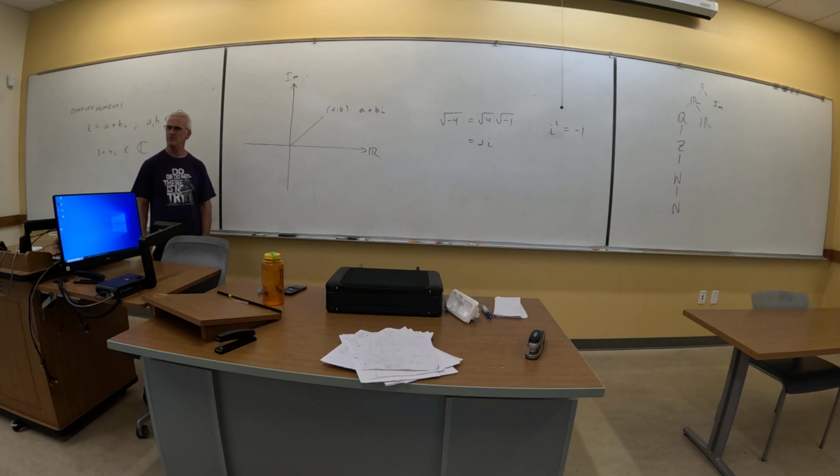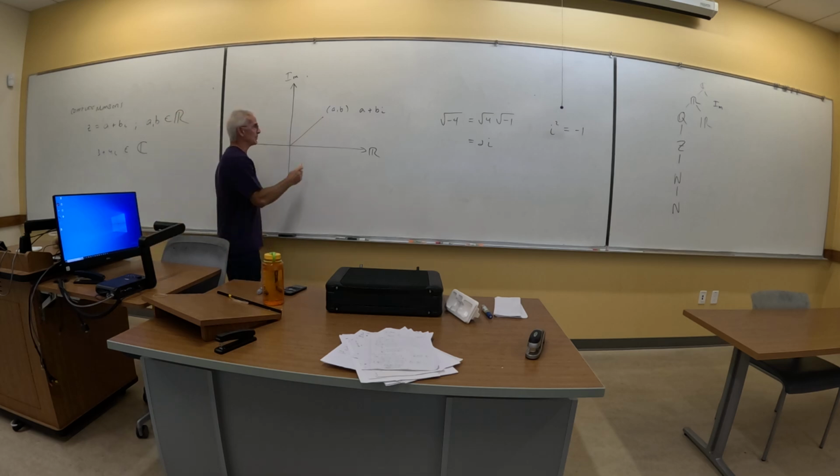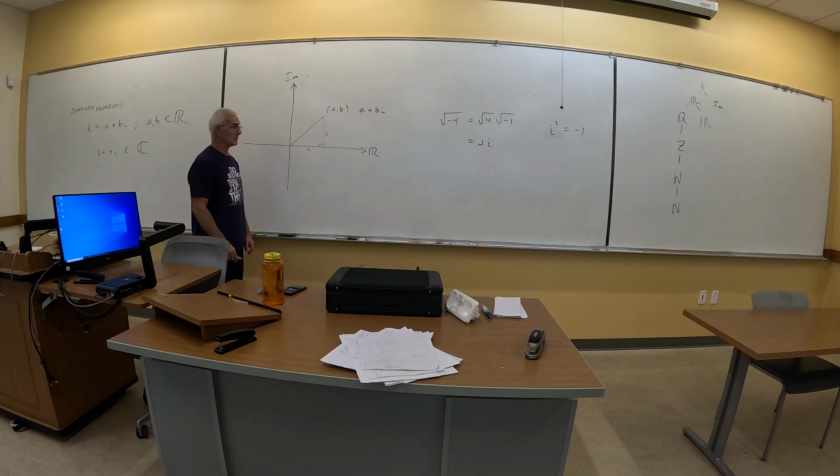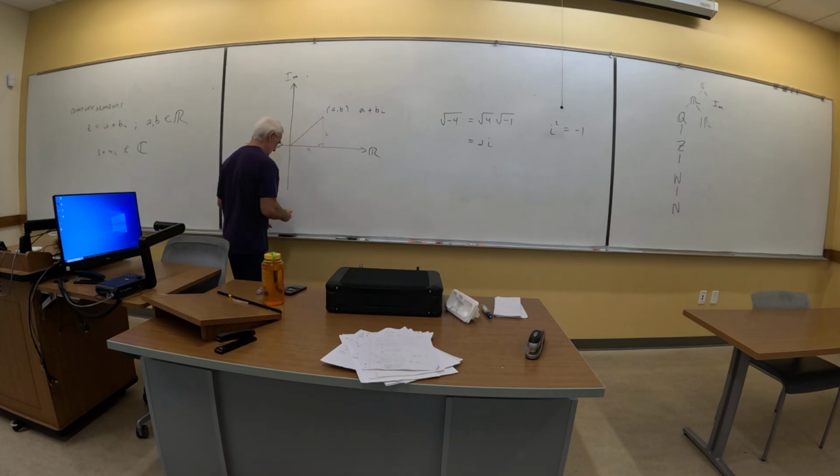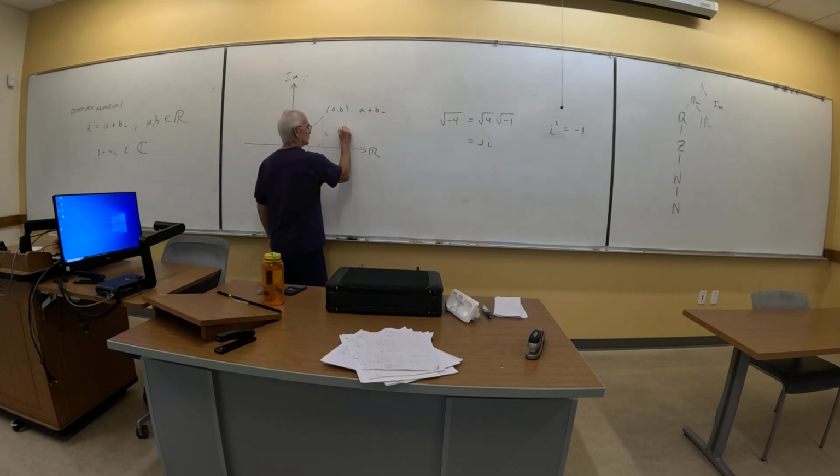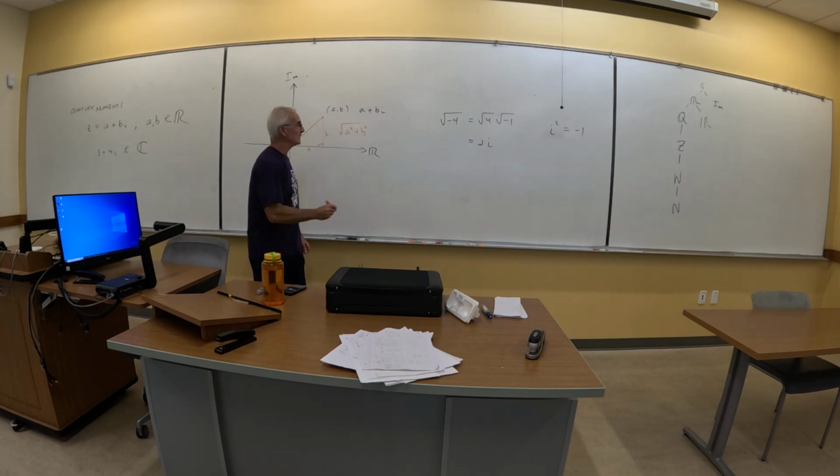Pythagorean theorem, maybe? Can I use a little Pythagorean theorem here? You know, a and b are real numbers. So what's this going to be? Hypotenuse of a right triangle? Square root of a squared plus b squared. Now we need to give that a name.